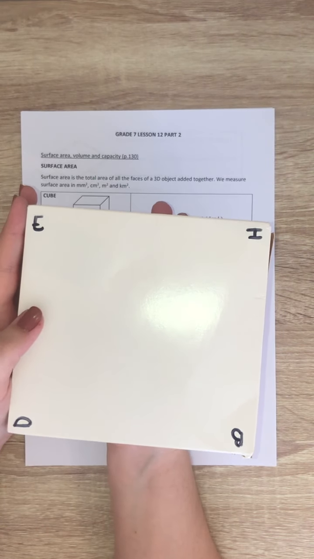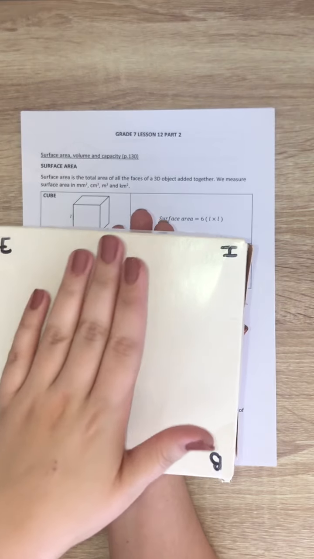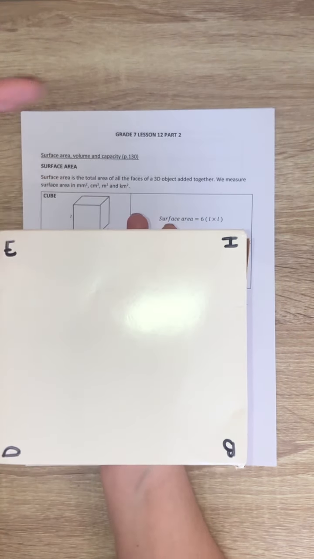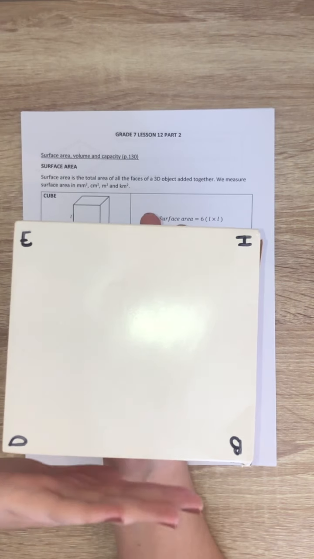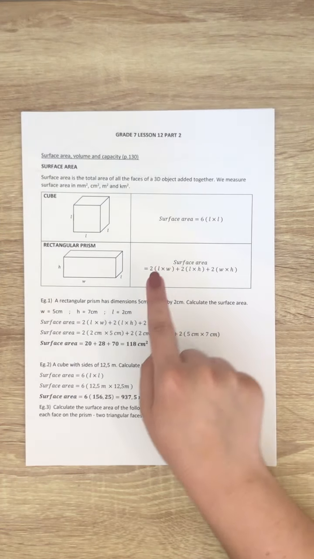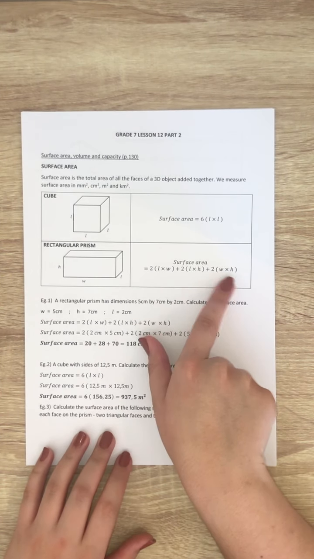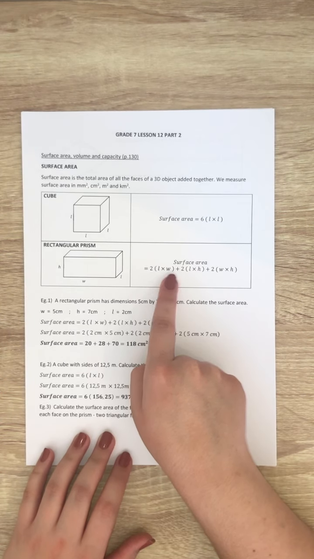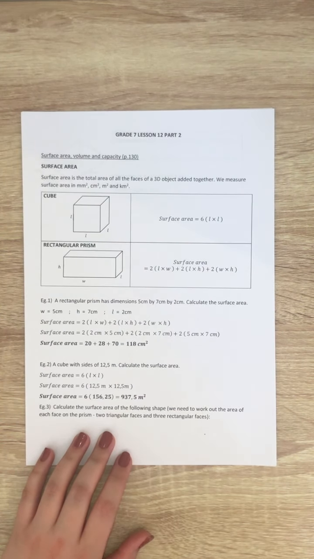So we can work out the area of one of them and multiply it by 2. Same with the front and the back face. They're the same size. Work out the area of 1. We can multiply it by 2 to get our area of both faces. Then we add all of those amounts together and we get our surface area. So what I did here, I gave you a formula. So L represents length, W represents width, and H represents height.